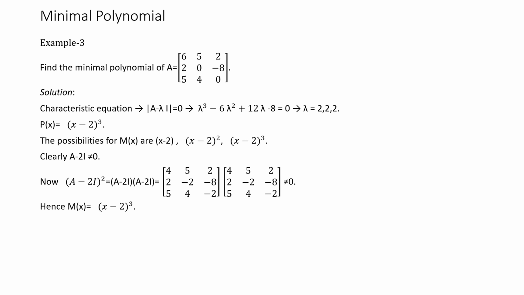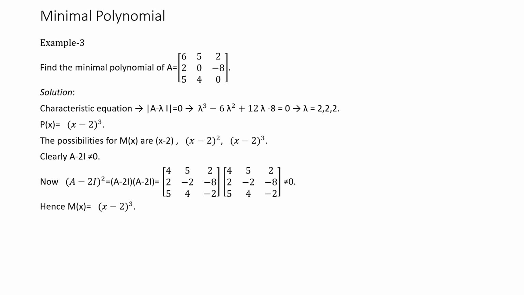Another example, find the minimal polynomial of A equals the matrix with first row 6, 5, 2, second row 2, 0, minus 8, third row 5, 4, 0. The characteristic equation is lambda cube minus 6 lambda square plus 12 lambda minus 8 equals 0, whose roots are 2, 2, 2. So, using these roots, the characteristic polynomial can be factorized as (lambda minus 2) the whole cube, and p of x can be written as (x minus 2) the whole cube, simply replacing lambda by x.